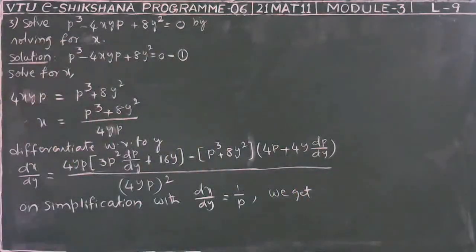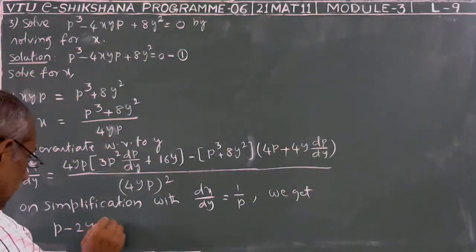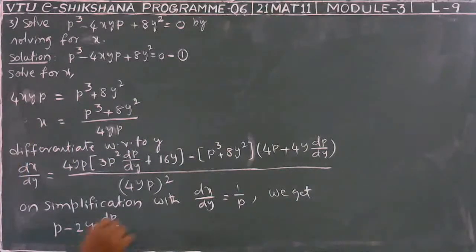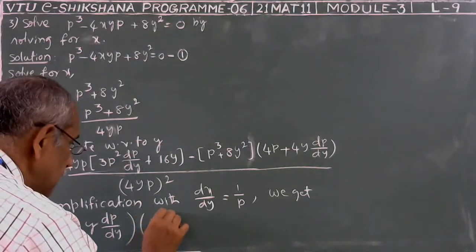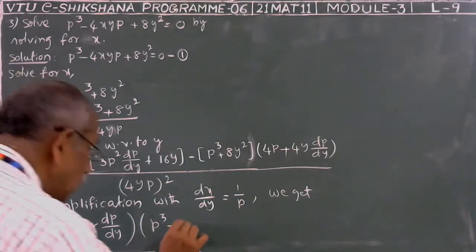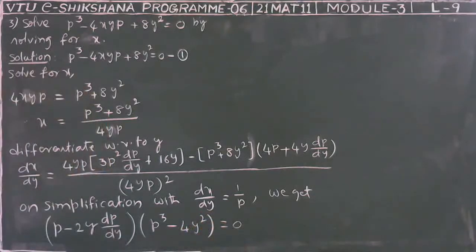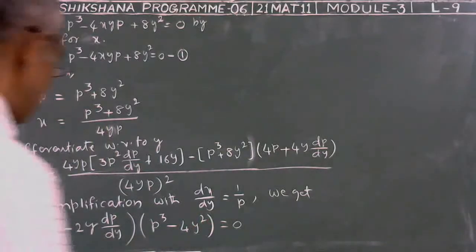With dx by dy equal to 1 divided by p, we get p minus 2y dp by dy into pq minus 4y square equal to 0. Now for general solution, we consider p minus 2y dp by dy equal to 0.